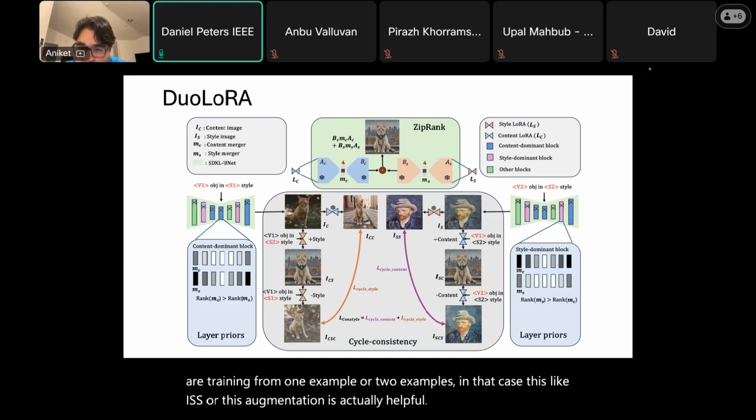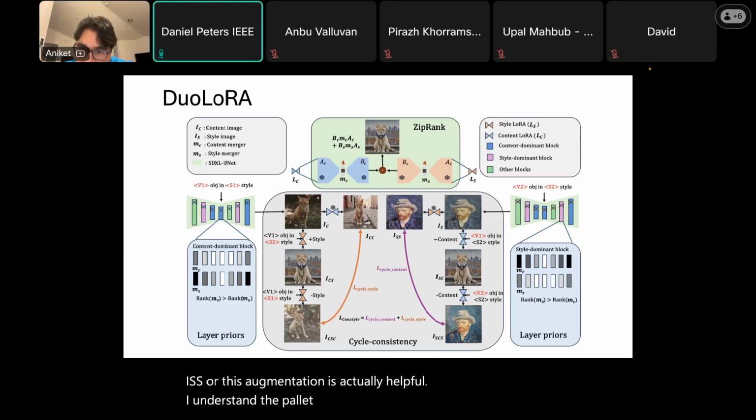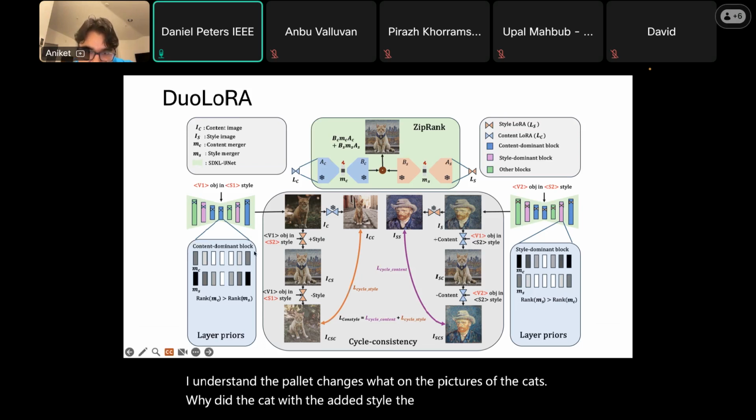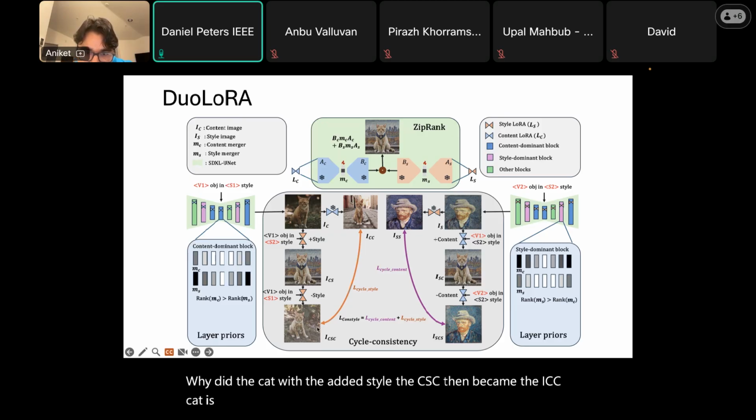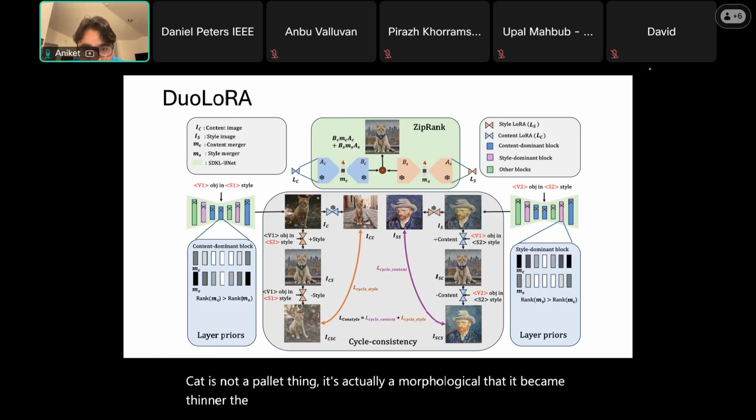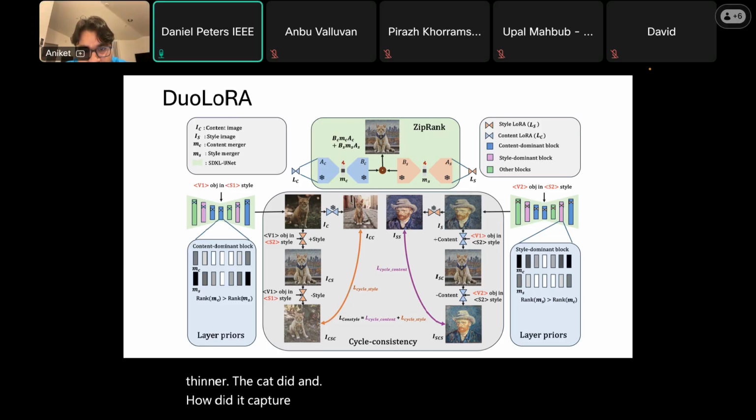I understand the palette changes. What about the pictures of the cats? Why did the cat with the added style, the I_CS, become the I_CC cat? It is not a palette thing. It's actually morphological. It became thinner. The cat did, and how did it capture that concept of thinner from the two training pictures, I'm assuming, which are the vertical pictures of the cats?